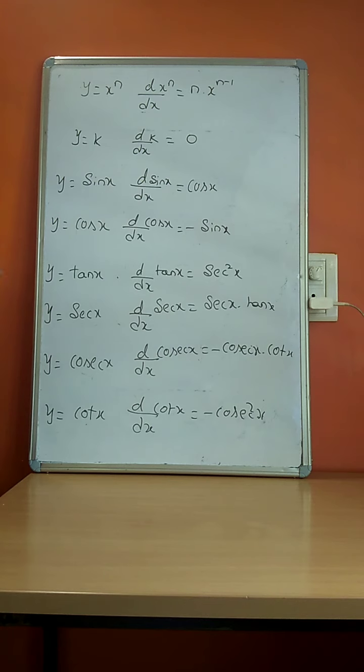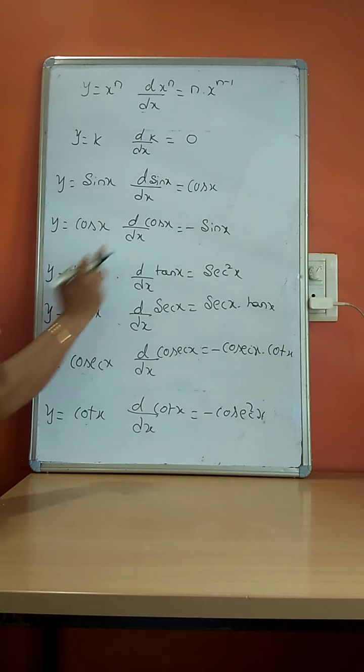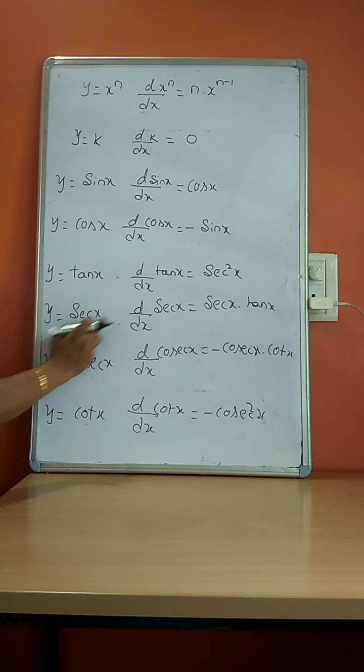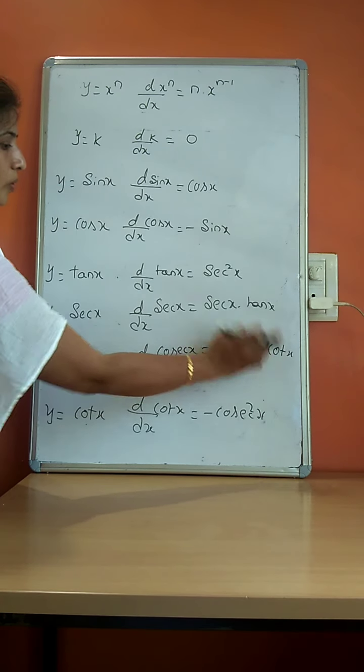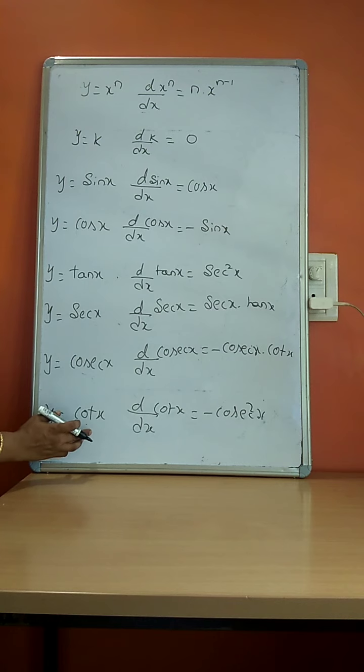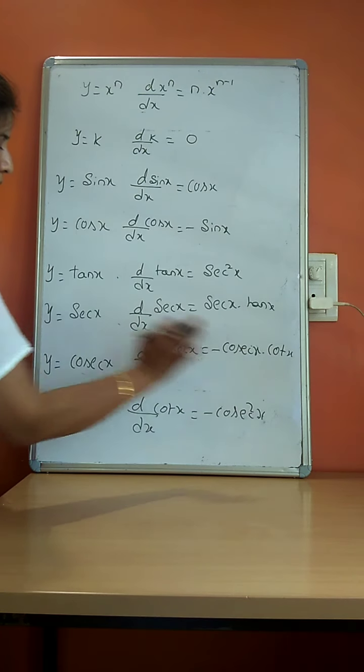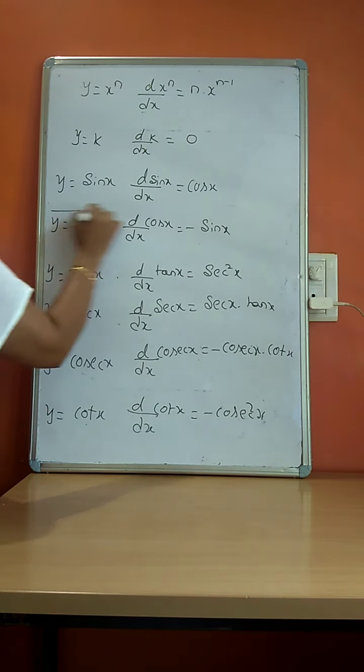Okay. How to remember this? See, differentiation of sin is cos. Differentiation of cos is minus sin. Differentiation of tan is secant square. Differentiation of secant is secant into tan. Differentiation of cosecant is minus cosecant into cot. Differentiation of cot is minus cosecant square. Observe this.